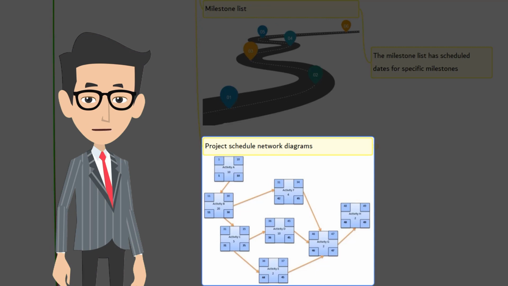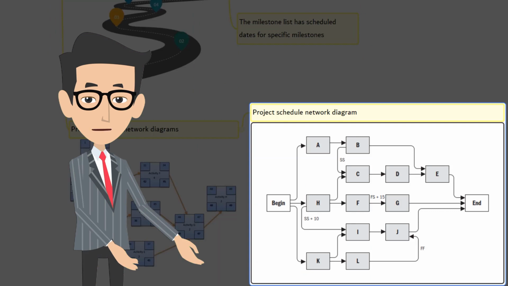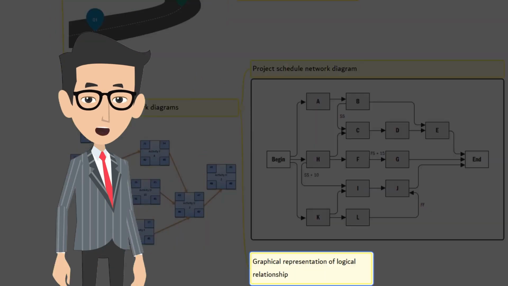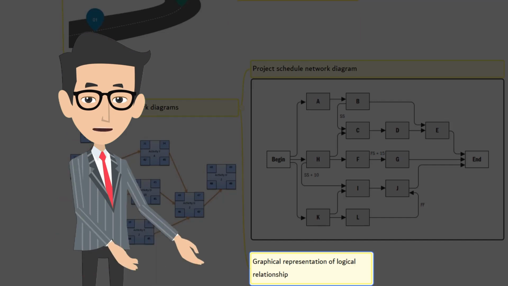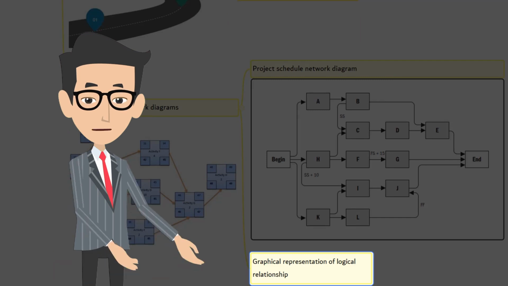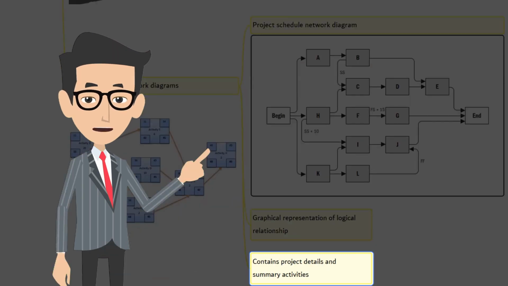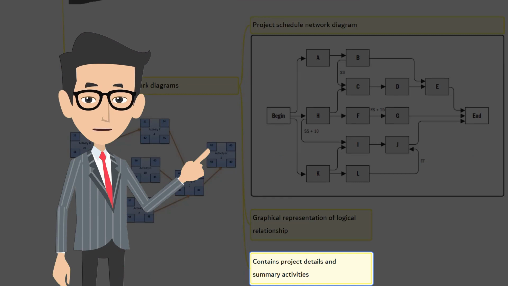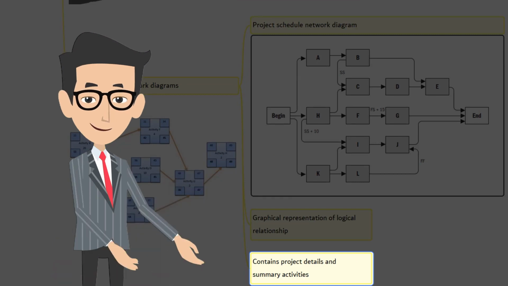The next one is project schedule network diagram. I hope you remember this picture. A quick recap about project schedule network diagram. A project schedule network diagram is a graphical representation of the logical relationship, also referred to as dependencies, among the project schedule activities. A project schedule network diagram is produced manually or by using project management software. It can also include full project details or can have one or more project summary activities.